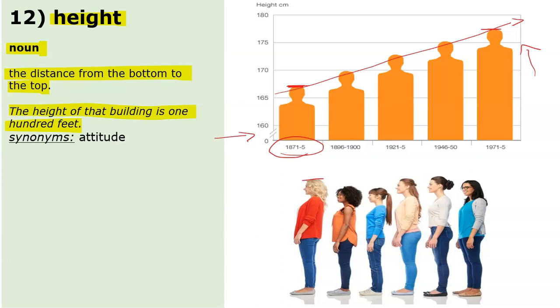And of course, everyone's height is different. Some people are tall and some people are short. So the distance, how far from the bottom to the top, we can call that height. And we can check the height for many things, not only for people. I can check the height of a building. I can check the height of a table. It just tells us how tall something is.